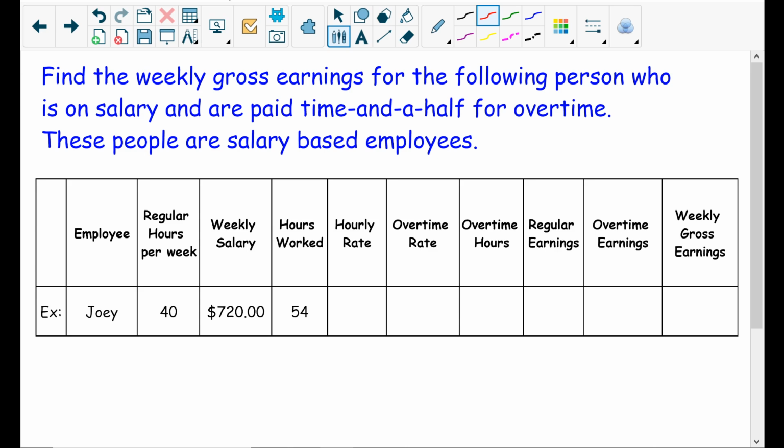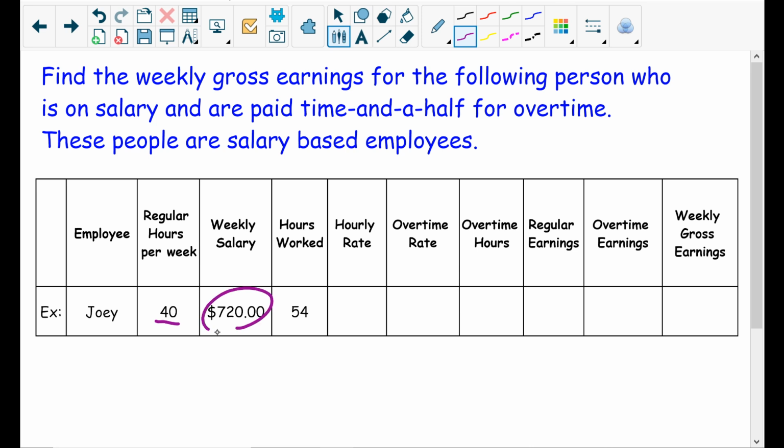All right, so find the weekly gross earnings for the following person who's on a salary and is paid time and a half for overtime. Let's take a look here. First thing we want to look at is, what are our regular hours? Regular hours are 40 hours, so that's what they're getting their salary for. Anything up to 40 hours, they're going to make $720.